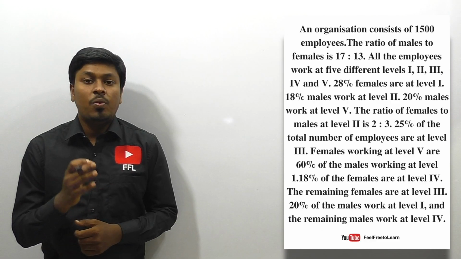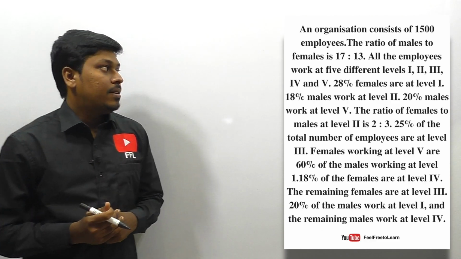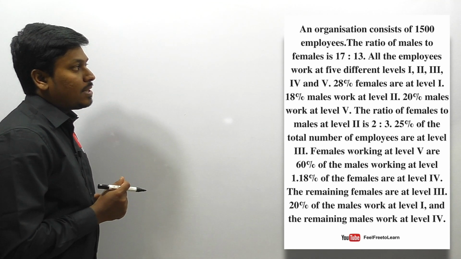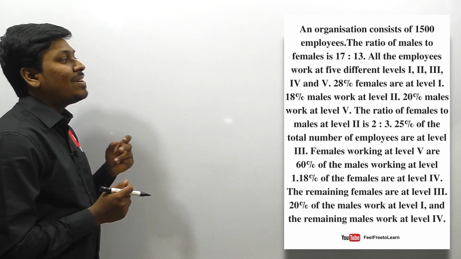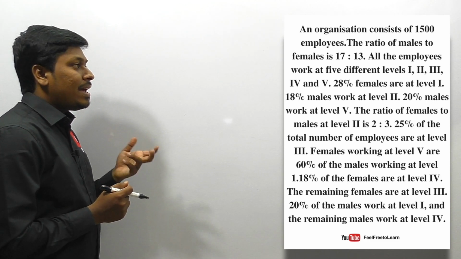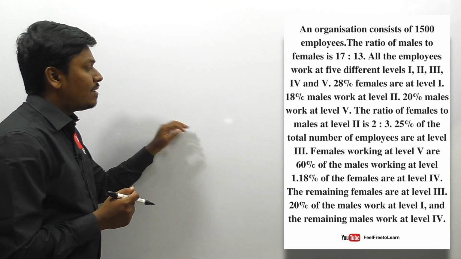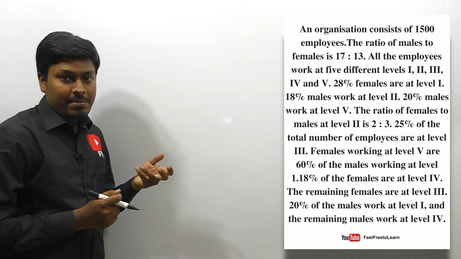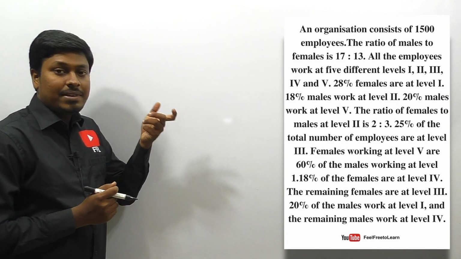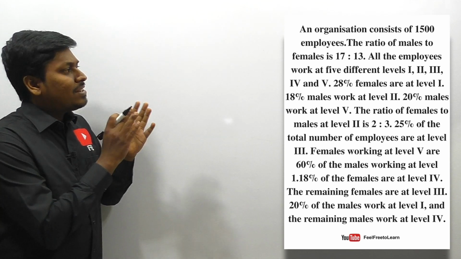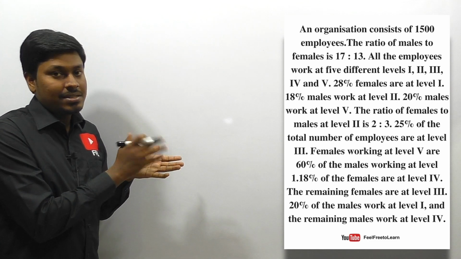So friends, let me move on to an interesting caselet question. An organization consists of 1500 employees. The ratio of male to female is 17:13. All the employees work at 5 different levels, starting from the first level to the 5th level. So friends, totally there are 1500 employees, and out of 1500 employees, males and females are in a ratio 17:13. I think after reading this question, it's a theory based question in aptitude.